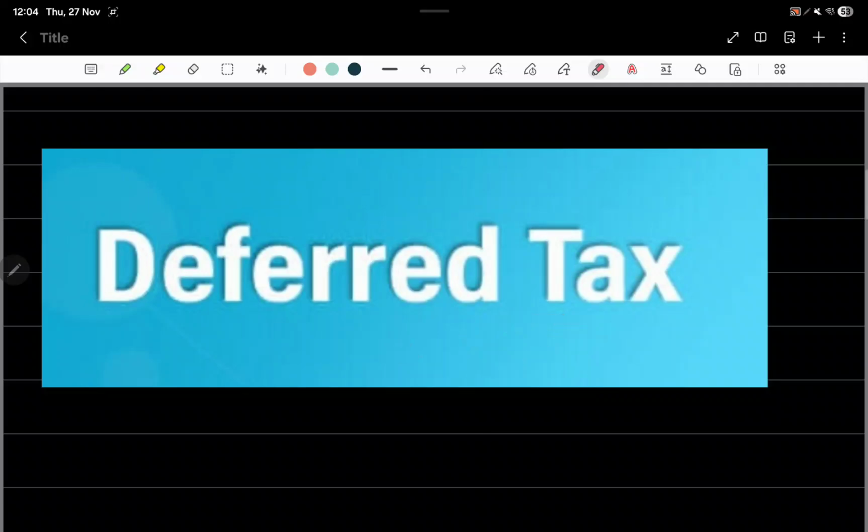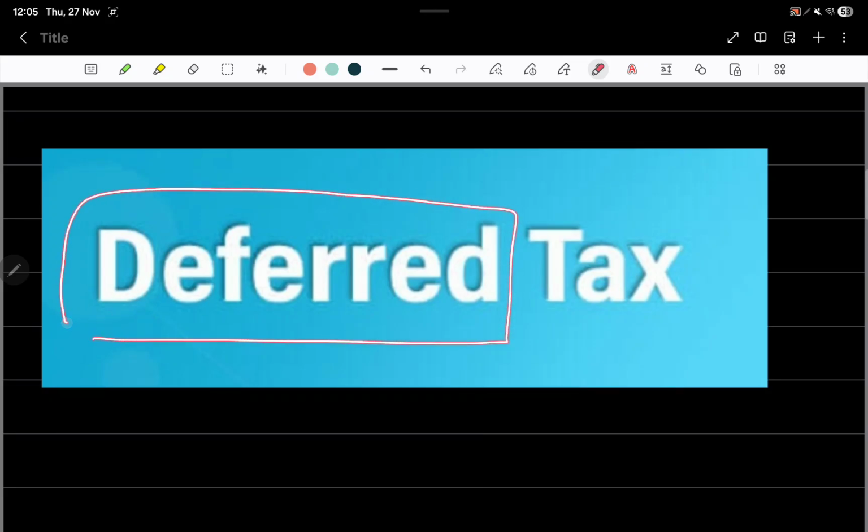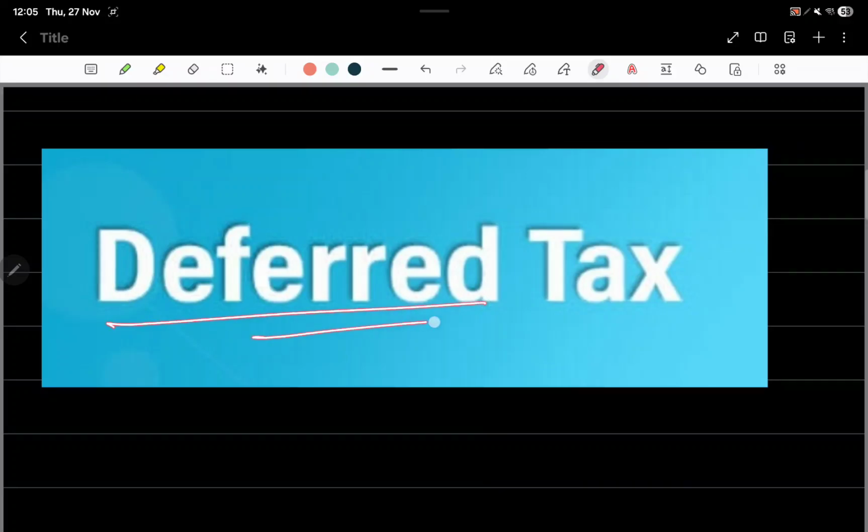Very interesting topic. To have a better understanding, we have to divide this word into two: deferred and tax. Tax, you already know, is whatever you pay to the income tax department at the rates specified by the department. But now, what is deferred? Deferred means that we leave something or we defer something for a future period. We are not doing it now, rather we are leaving it for the future period.